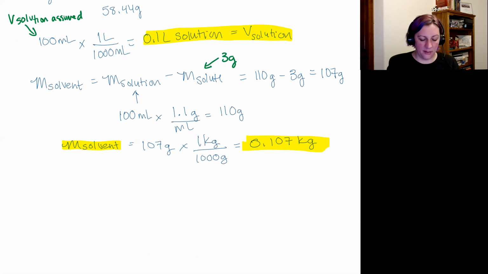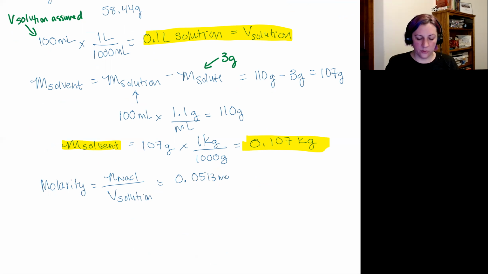So my molarity is going to equal the moles of my sodium chloride divided by the volume of my solution. That's going to be equal to that 0.0513 moles divided by my 0.1 liters. That's going to give me 0.513 molarity.